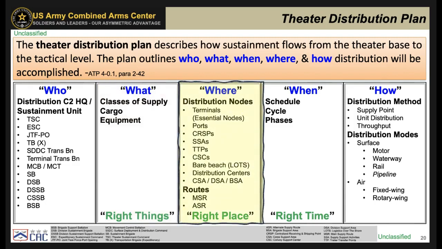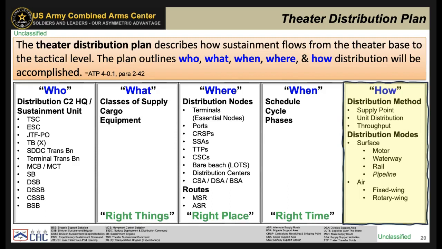Moving on to the where, we consider the critical nodes in the distribution network. These nodes include the ports, terminals, support areas, and other essential locations. The when of the plan is about timing, the schedule cycles and phases that ensure that operations are conducted in a timely manner. Lastly, the how details the methods and modes of distribution.